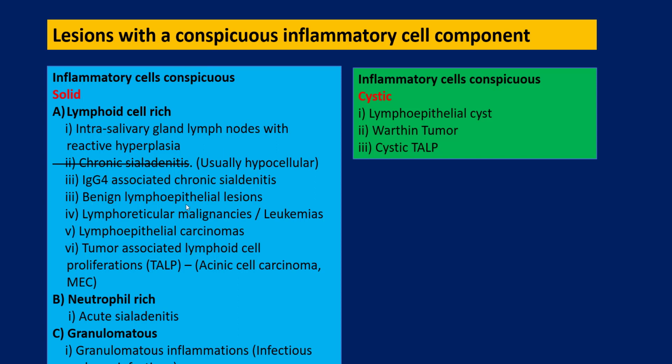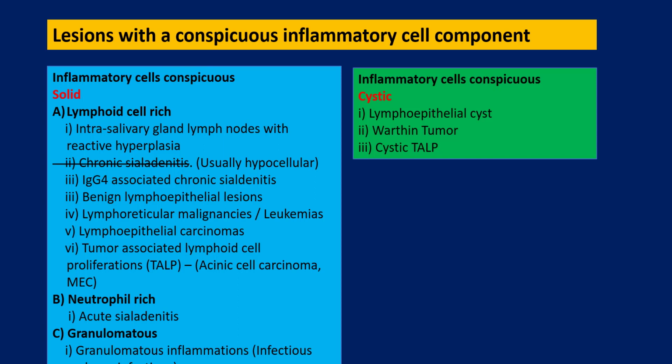There could be benign lymphoepithelial lesions, lymphoreticular malignancies, leukemias, lymphoepithelial carcinomas, and of course tumor-associated lymphoid cell proliferations. Not very commonly, but the ones which you might see are acinic cell carcinoma and mucoepidermoid carcinoma. So when it comes to lymphoid cell lesions, this is more or less what your list should be like.